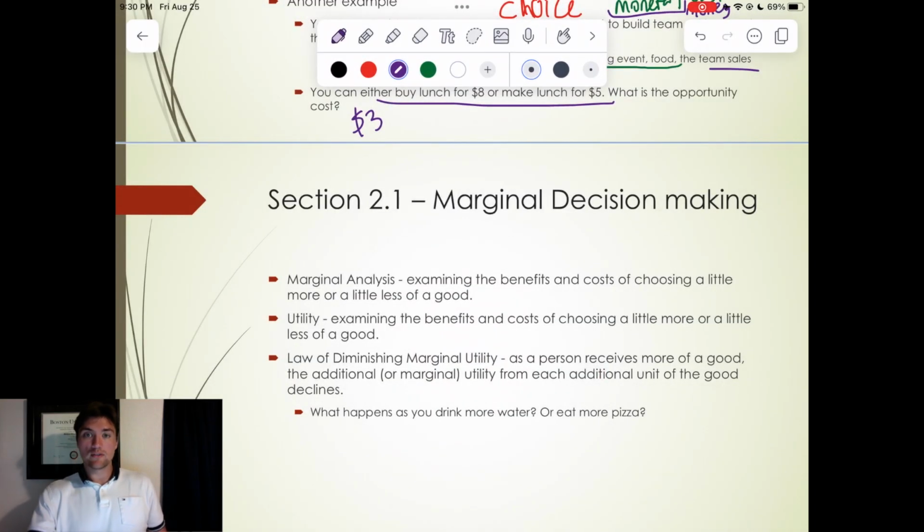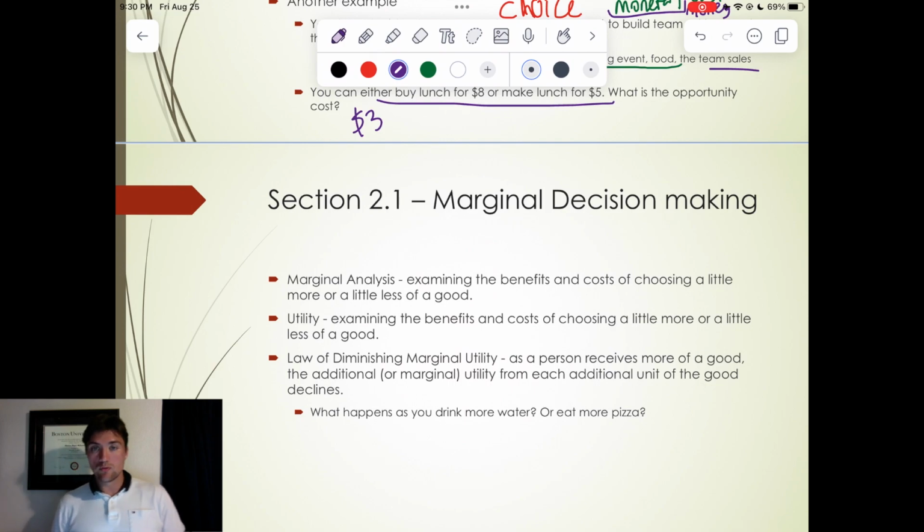Alright guys, so let's focus on section 2.1, marginal decision making. So on this one, we're not going to just be focusing on opportunity cost, and we're not even going to be focusing on the budget constraint. So when you're not trying to make a choice on your budget constraint, what you are going to be doing is marginal analysis. What is marginal analysis? It is examining the benefits and cost of choosing a little more or a little less of a good.